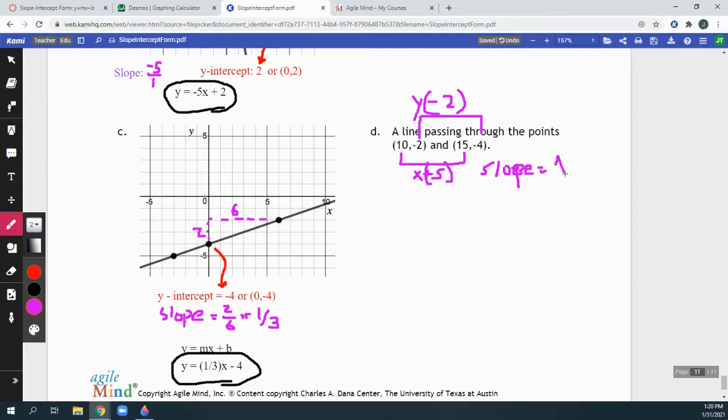Slope equals change in y over change in x. How much did y change by? It went down 2, from -2 to -4. How much did x change by? 5. It went up 5. So that's my slope.